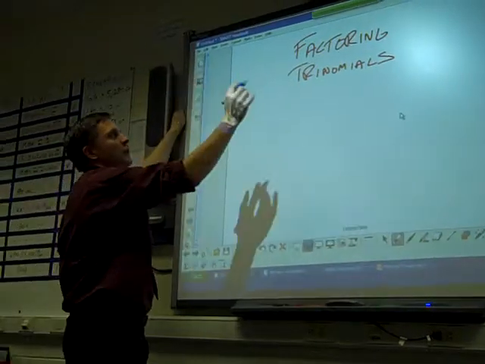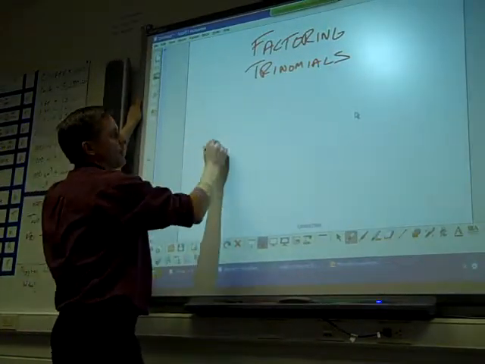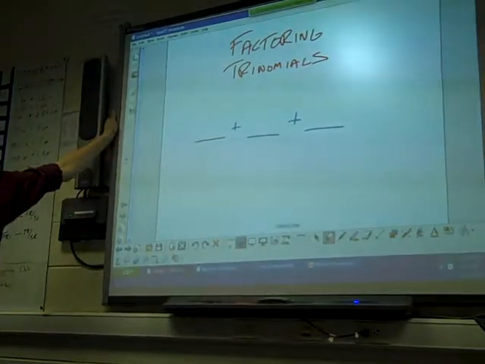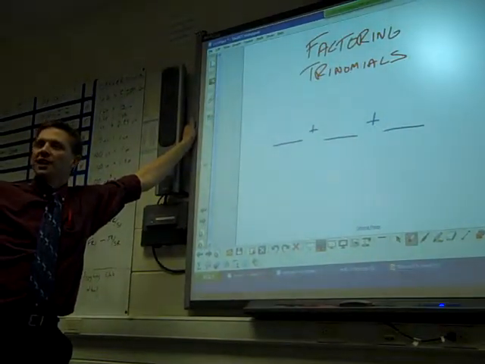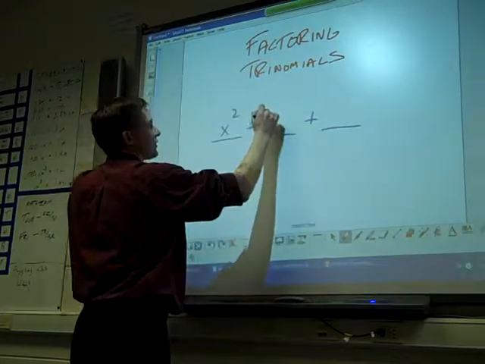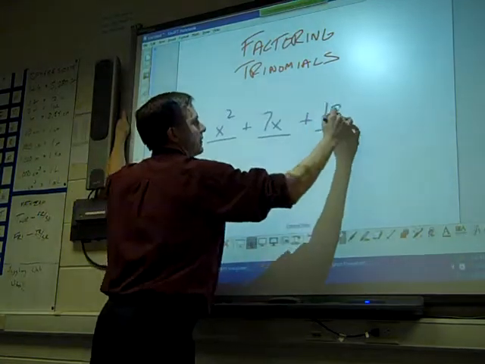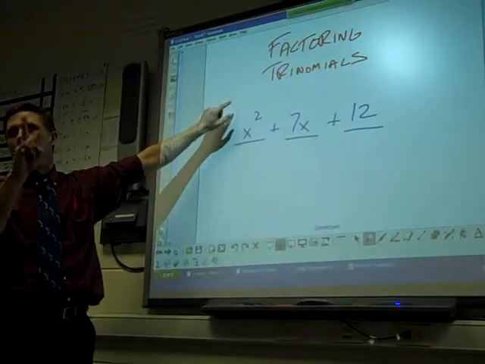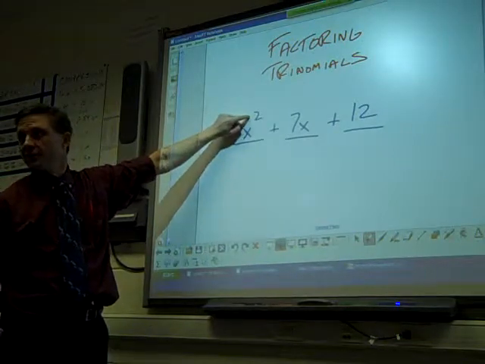Factor trinomials. We have to start by remembering that a trinomial has three terms, and factoring means you want to make a multiplication problem out of a sum. We are going to start by factoring trinomials that are quadratic. They have an order of 2. That means the highest power in these will be 2.